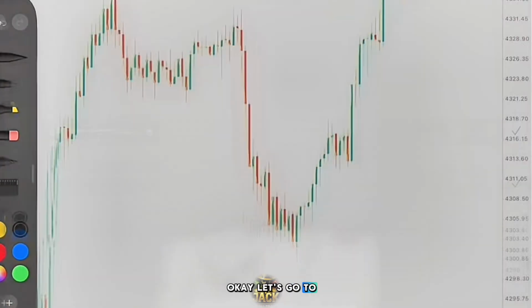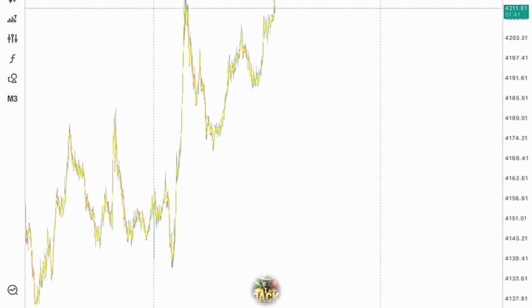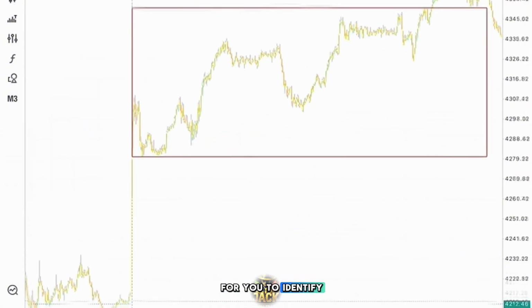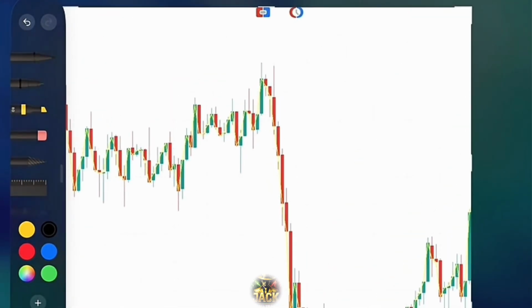Okay, let's go to M3. The smaller you go, the easier it is for you to identify the entries. See? Volume. Price came out, pushed down, came out, pushed down, came out, pushed down. See?